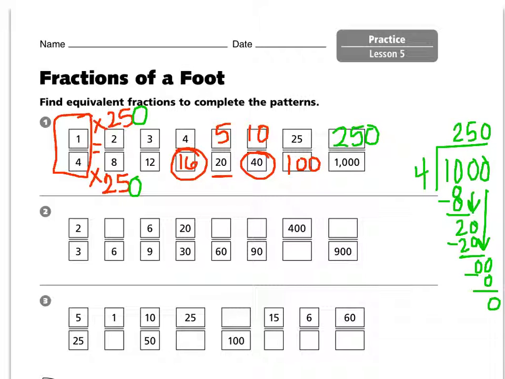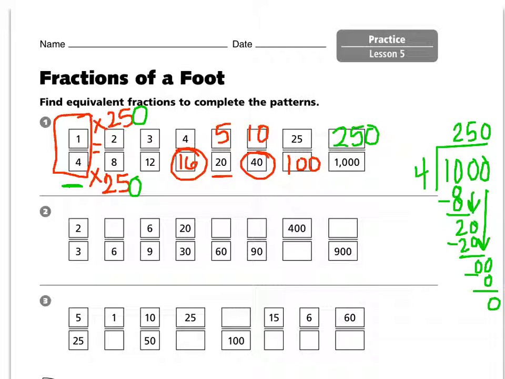Now you can see as the numbers went up for number 1, I multiplied in order to make it bigger. If for some reason the first fraction that you have is larger than the second one, you're not going to multiply, but you need to divide in order to make it smaller. So keep that in mind as you're doing numbers 2 and 3.